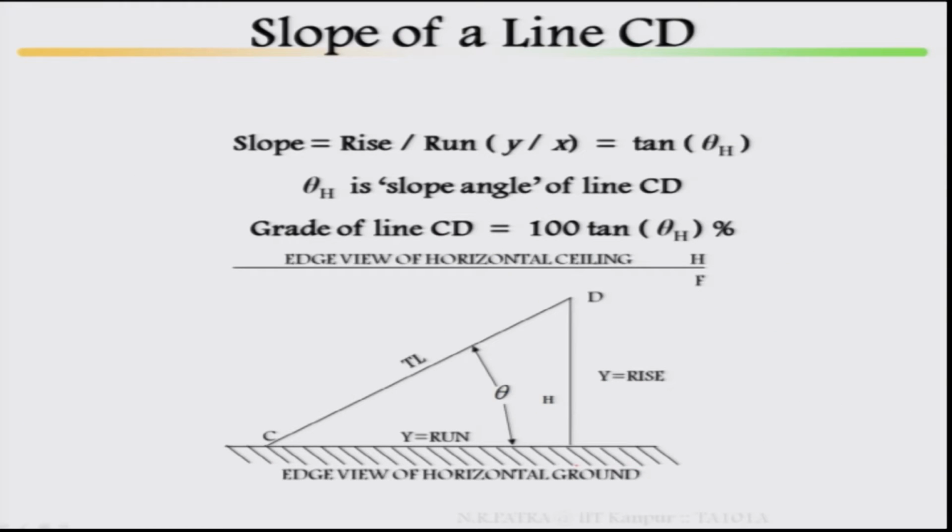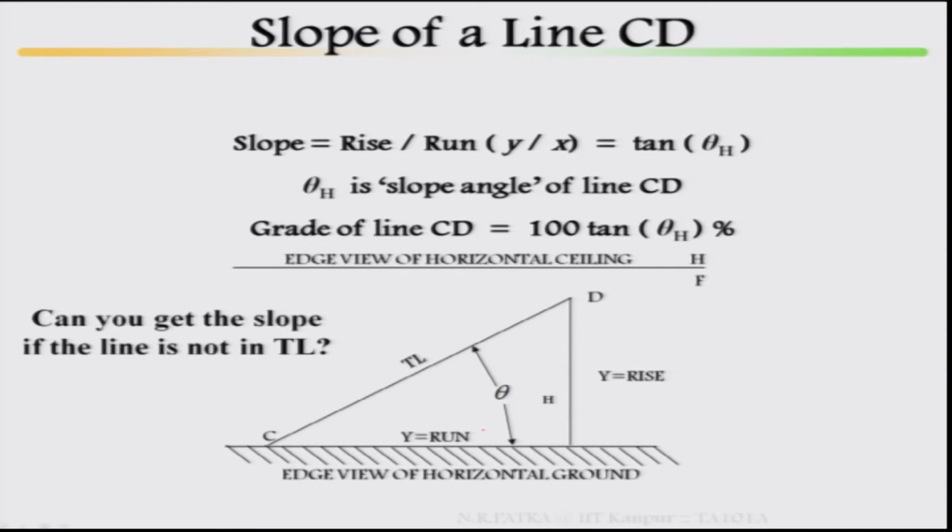And what we have covered till now: slope of a line. Slope is nothing but rise by run, y by x, and it is mentioned as tan theta h. So, upward slope will be positive and downward slope will be negative. Grade of a line is 100 into tan theta, in terms of percentage.